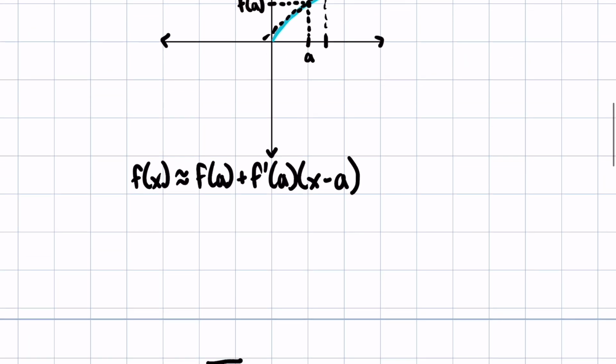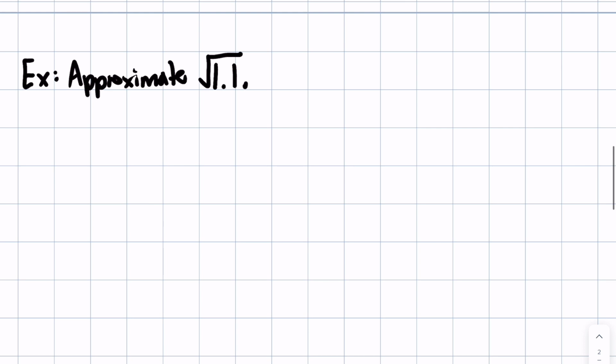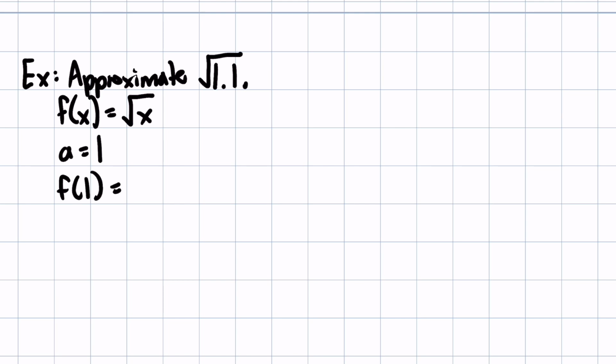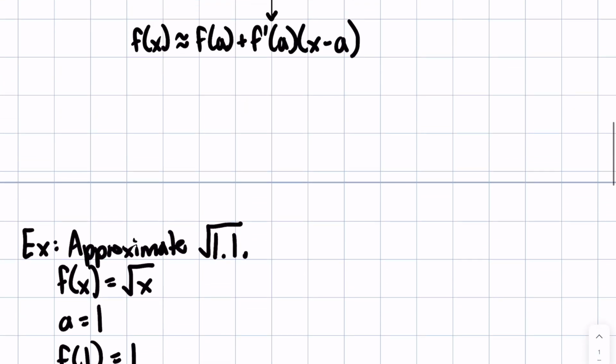All right, so let's do an example. We want to approximate the square root of 1.1. So our function here, f of x, is just the square root of x. Let's think about an easy a value that's close to 1.1. How about 1? If we let a equal 1, f of 1 is just 1. So that's an easy value we can choose.